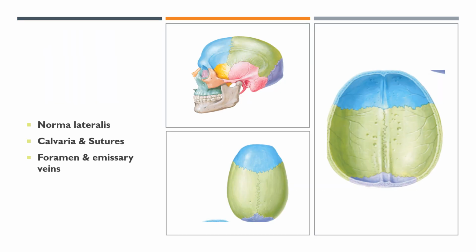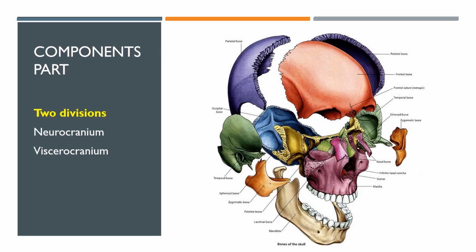Okay, so this is an example of norma lateralis, which is the lateral view of the skull, and here this is an example of a picture showing the calvaria and the sutures. So here we have the coronal suture, this is a sagittal suture, and the lambdoid suture. And in this third picture, we'll see the foramina. These are foramina, and as well emissary veins that pass and cross through these foramina.